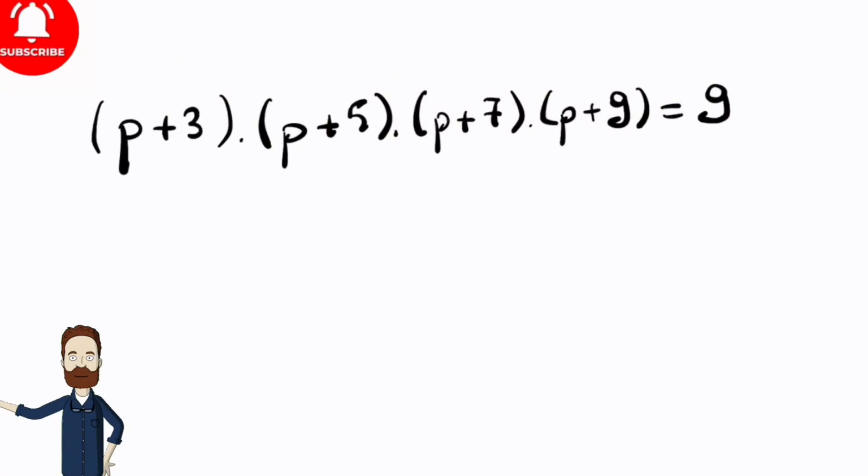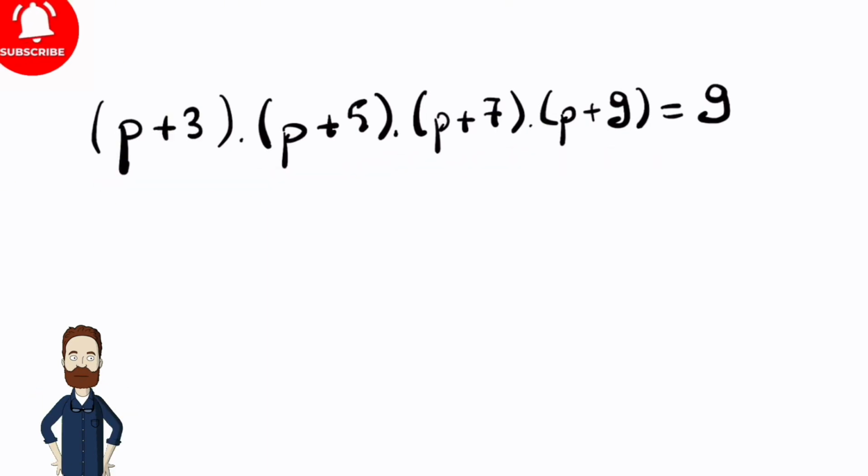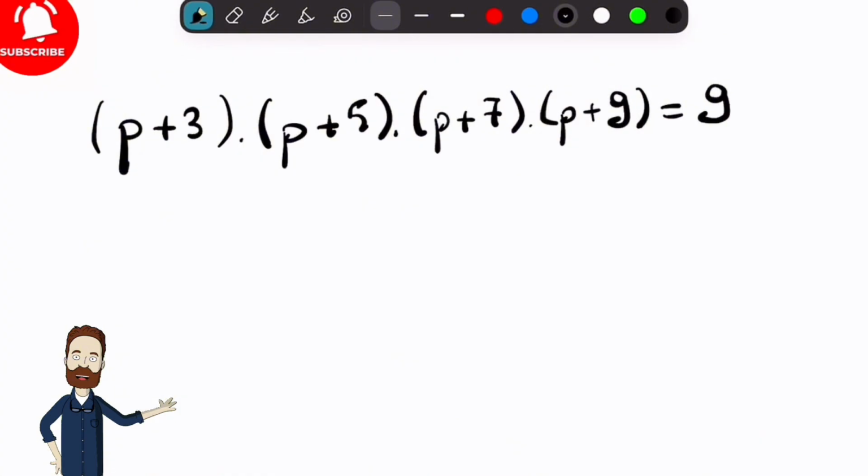The equation is (p+3)(p+5)(p+7)(p+9) = 9, and we are asked to find the p-value. Let's think about how I can find the p-value and with which method.